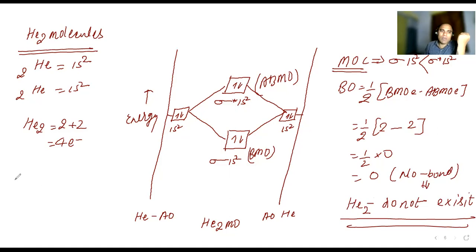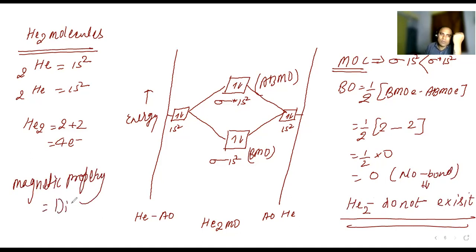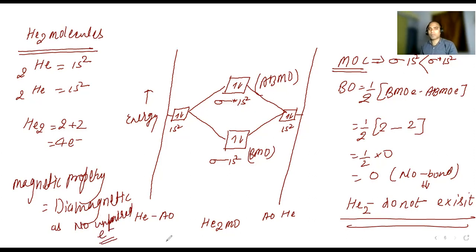If you are talking about magnetic properties, you see there is no unpaired electron. Here is a pair of 2, here a pair of 2. So the magnetic property is going to be diamagnetic, as there is no unpaired electron. Are you able to understand this? Yes or no? Yes, sir.